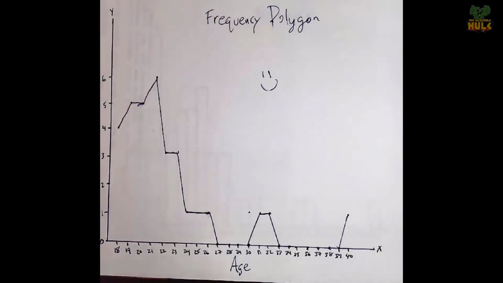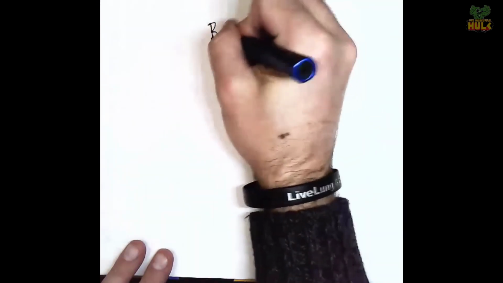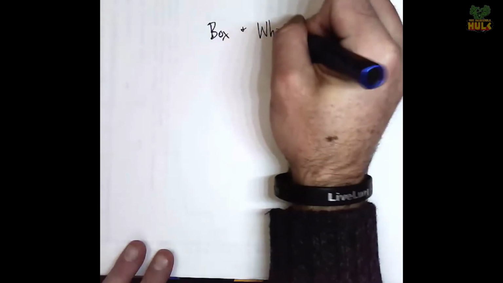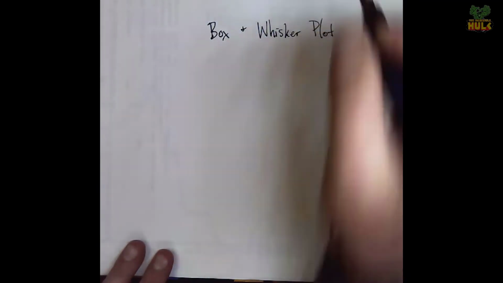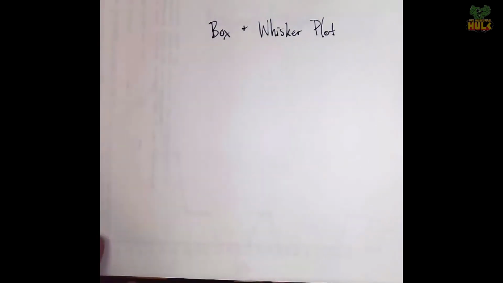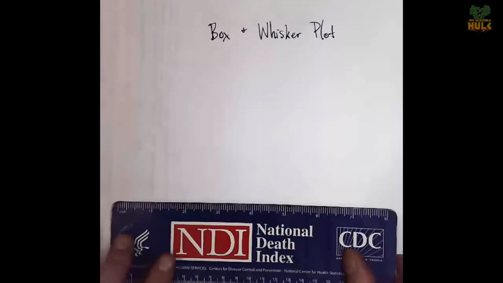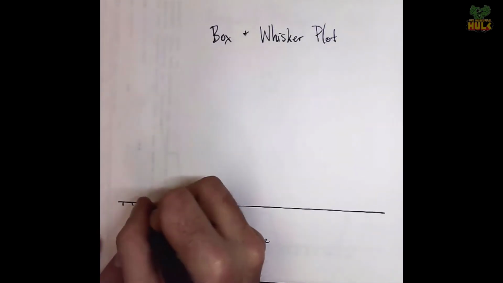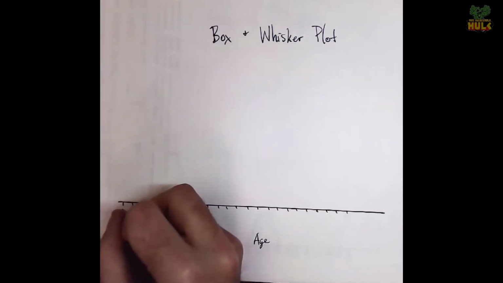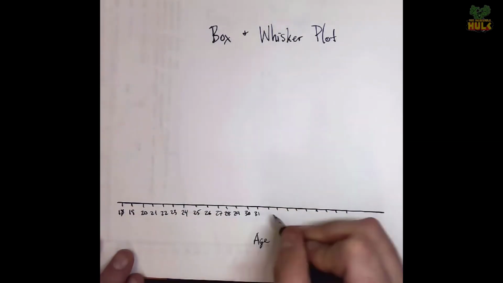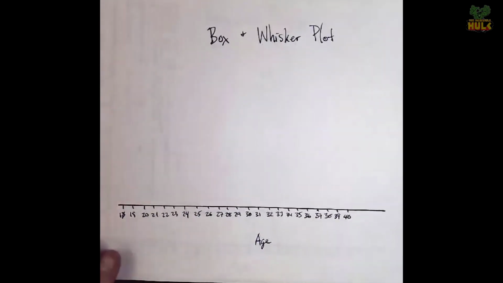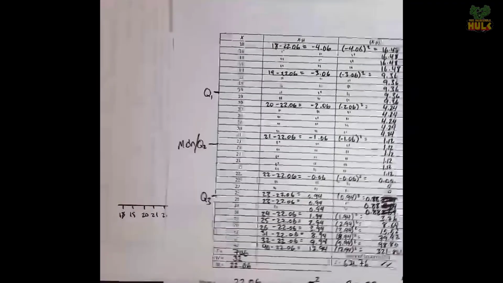Box and whisker plots, pretty easy as well. In fact, you know what? Let's do it just for the hell of it, even though it's not part of this assignment, just so you can see an example of how we might do that. So let me grab my pen back out of here. All right, box and whisker plot. So we still have our overall range. So let's just put in our x-axis here.